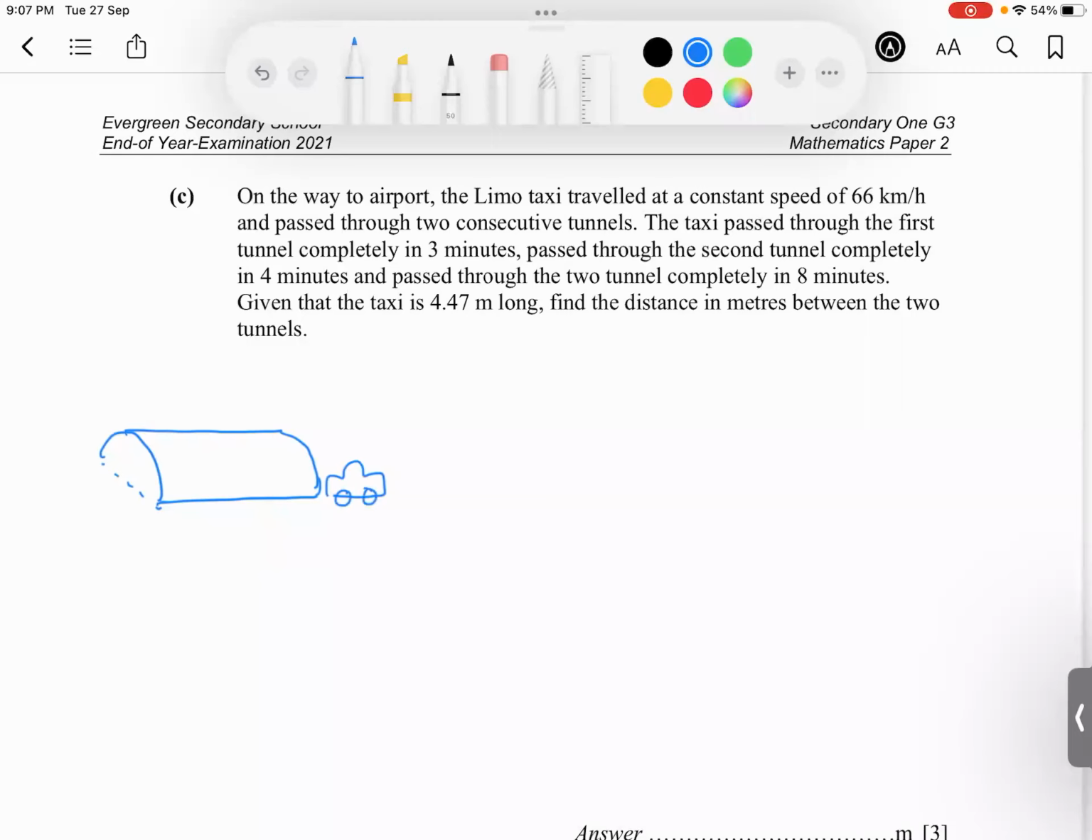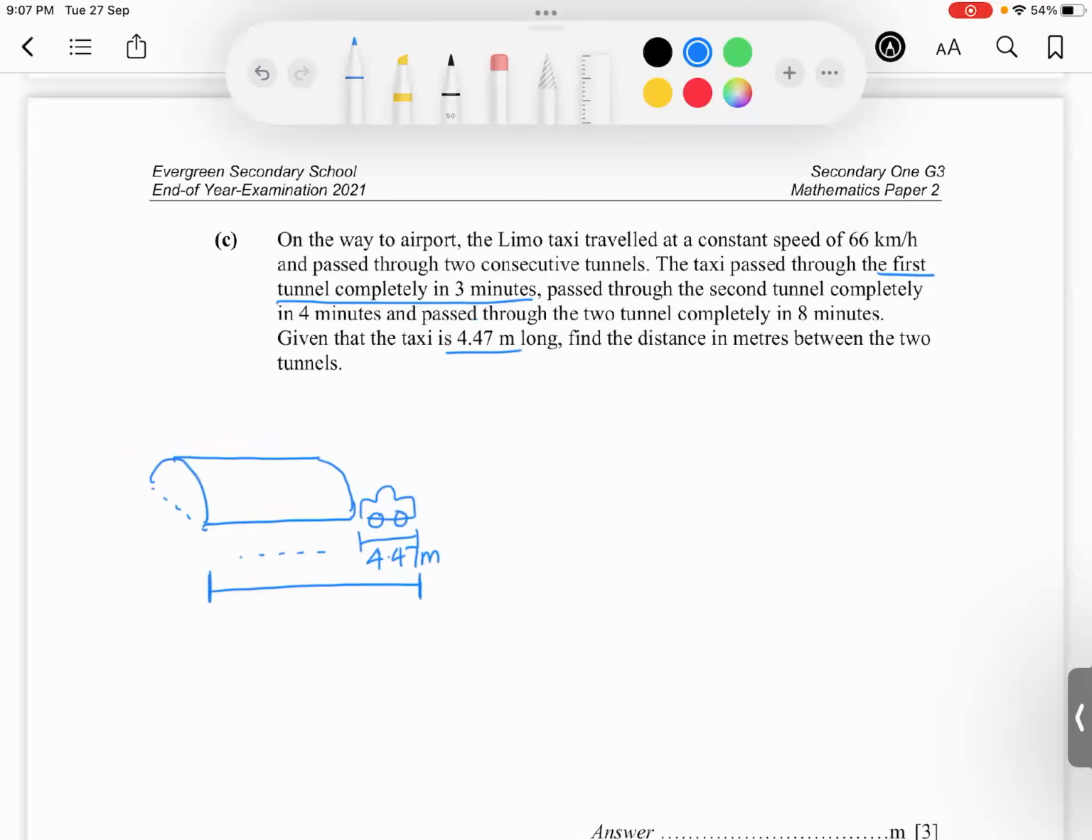What is this length of my car or the taxi? The length of my taxi here is 4.47 meters. You see the taxi is so long. Okay. Then I do not know what is this distance. I need to travel this distance. So what they tell me is that this taxi passed through the first tunnel completely in 3 minutes. That means from this distance all the way until the car, including the length of the car, this distance, it took me 3 minutes.